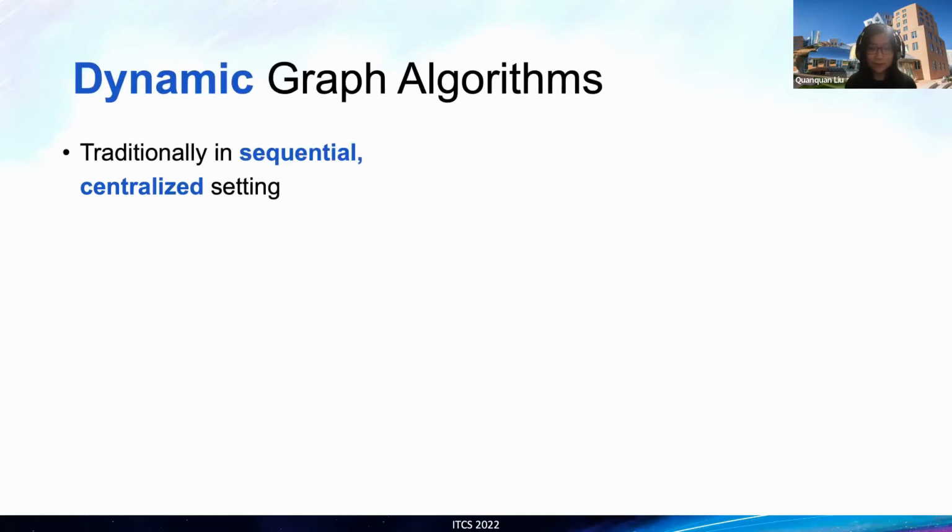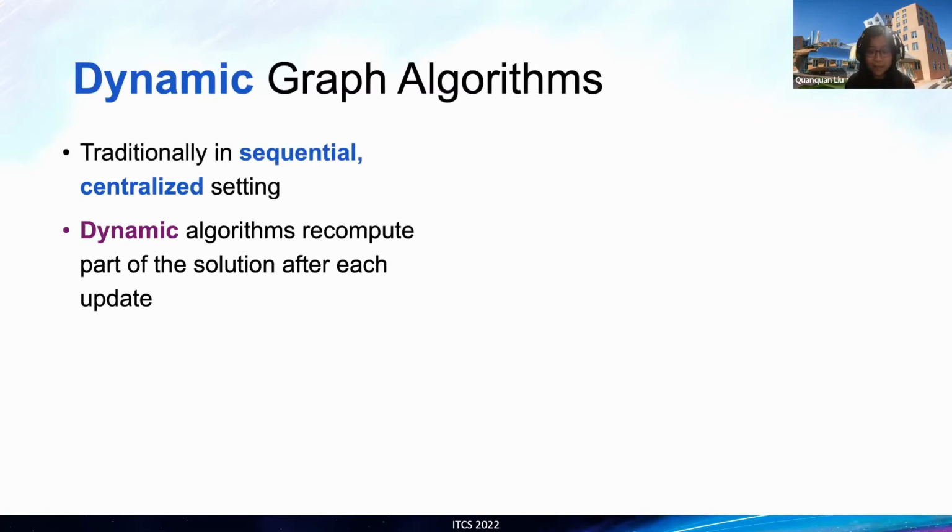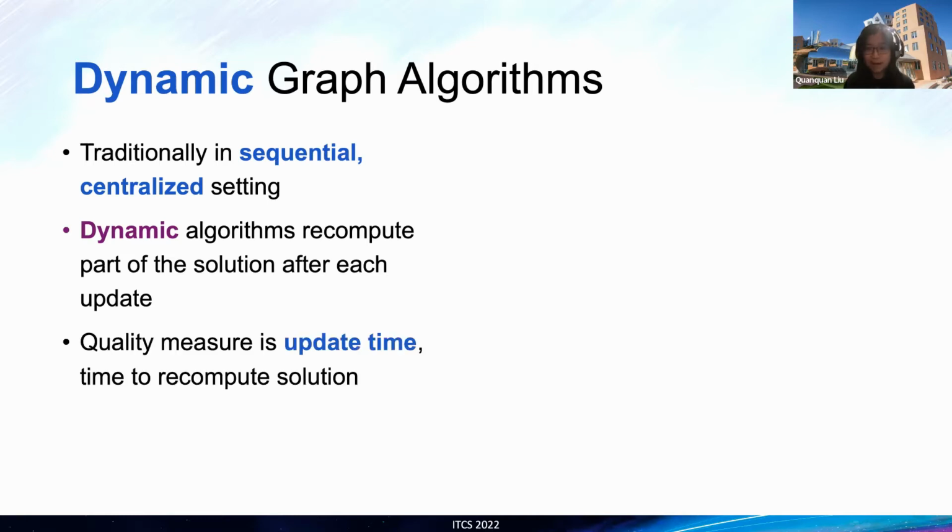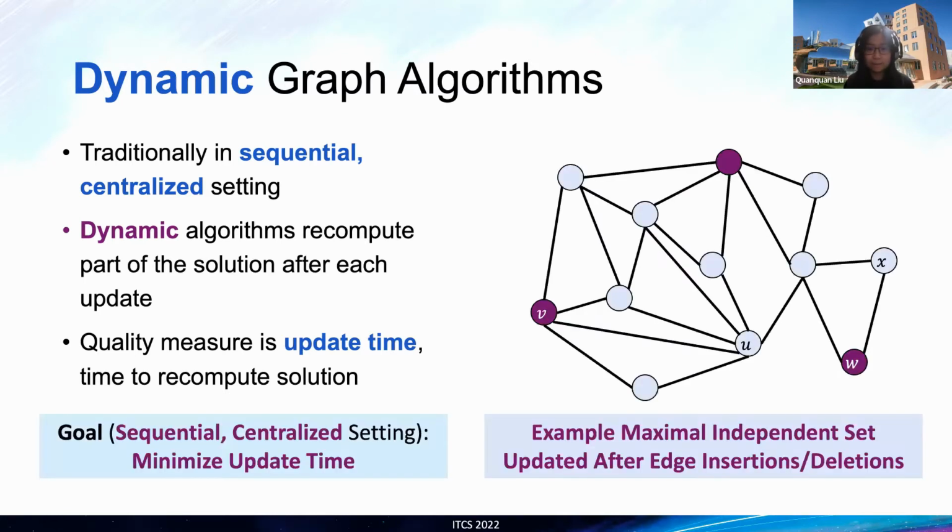This then naturally motivates the study of dynamic graph algorithms, which are also traditionally studied in the sequential centralized setting. Unlike static algorithms, dynamic algorithms recompute part of the solution after each update, instead of recomputing the entire solution from scratch as in static algorithms. This allows such algorithms to spend less time computing a solution compared to rerunning the static algorithm multiple times. Thus, the quality measure we care about for dynamic algorithms is the update time, or the time required to compute a solution after updates. The goal of sequential centralized dynamic algorithms is to minimize this update time.